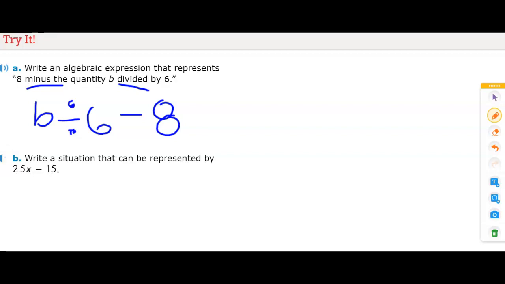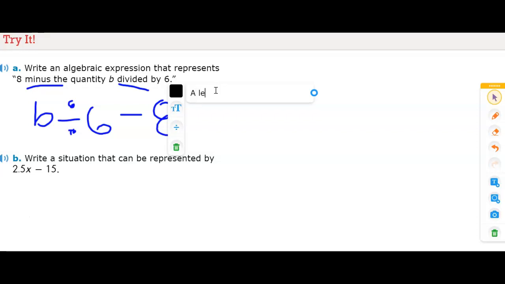Part B. Write a situation that can be represented by 2 5/10 times x minus 15. Okay, so for this one, they want us to write a situation or like a word problem. So 2.5 or 2 and 5/10 times x minus 15. Let's think about a situation. I think I have a situation. I'm going to use text.